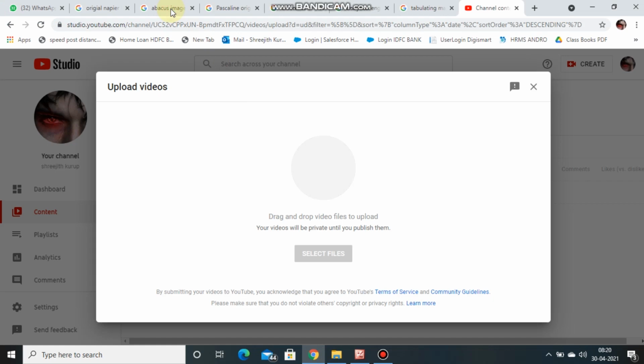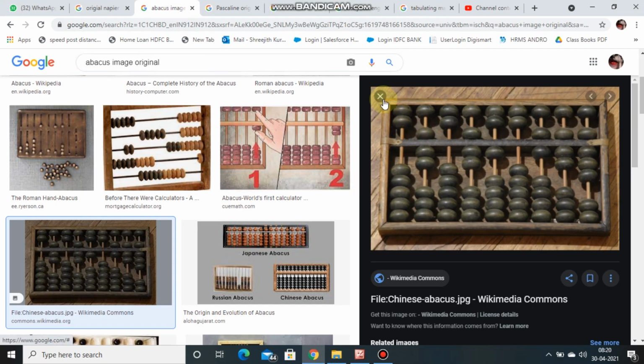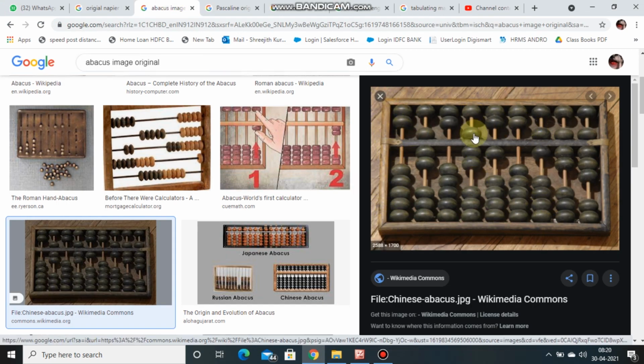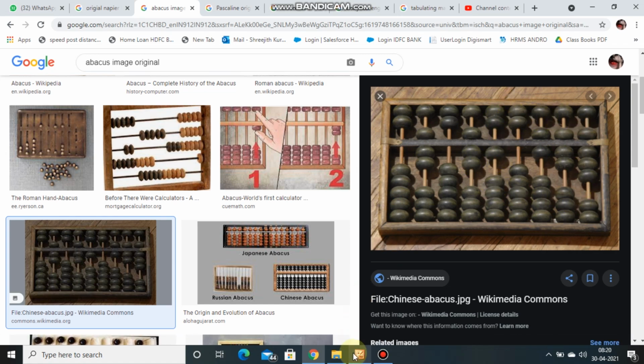Yes or no? I'll show it here also. Abacus. As you can see, it is made up of a flat surface, a number of beads, rods and a frame. So this is the abacus.